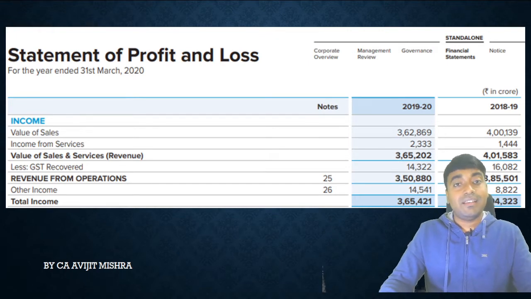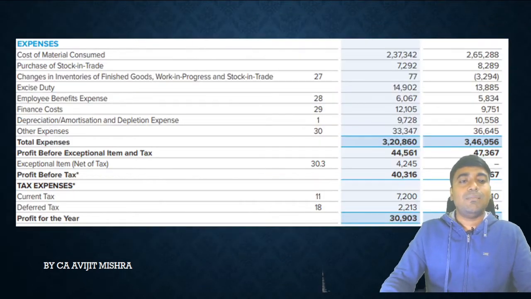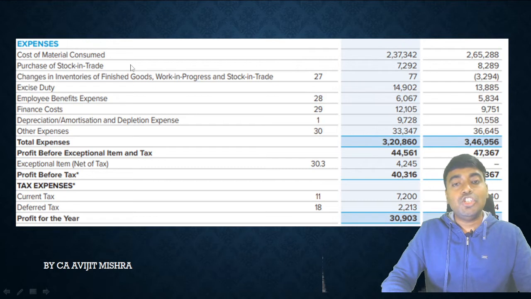So now we understand the revenue part or the income part. So let's come to the expenses part. If you come here in the expenses part, the first line item is cost of material consumed. Again I'm repeating, cost of material consumed.